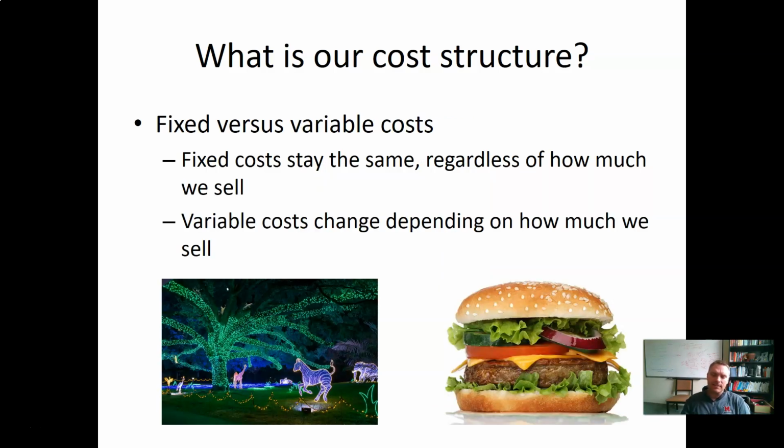One of the ways to think about this, and this is very simplistic, a back of the envelope, back of the napkin kind of calculation, is to think about your fixed versus your variable costs. Fixed costs are going to stay the same, regardless of how much we sell. Variable costs are going to change depending on how much we sell. I've got a picture of zoo lights there on the bottom of the slide. Zoos have really intense fixed costs. You've got large amounts of infrastructure, you've got a whole bunch of animals, and it doesn't matter if nobody is showing up at the zoo or if the entire world is showing up at the zoo.